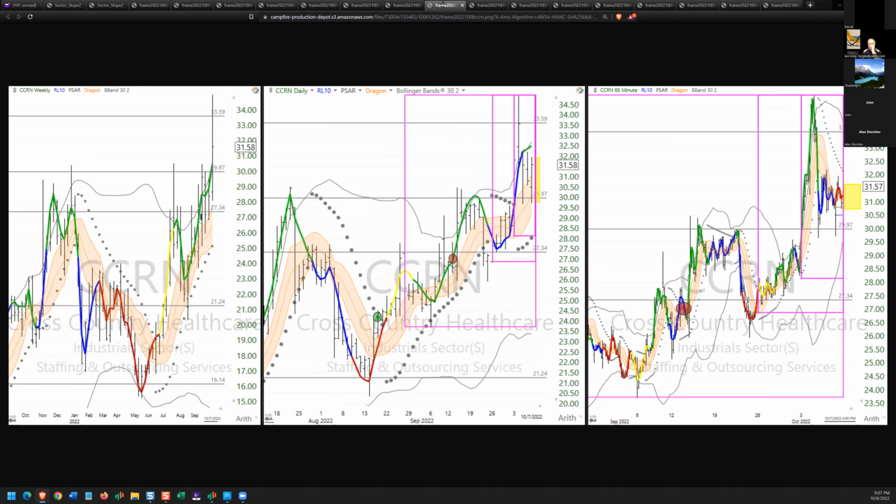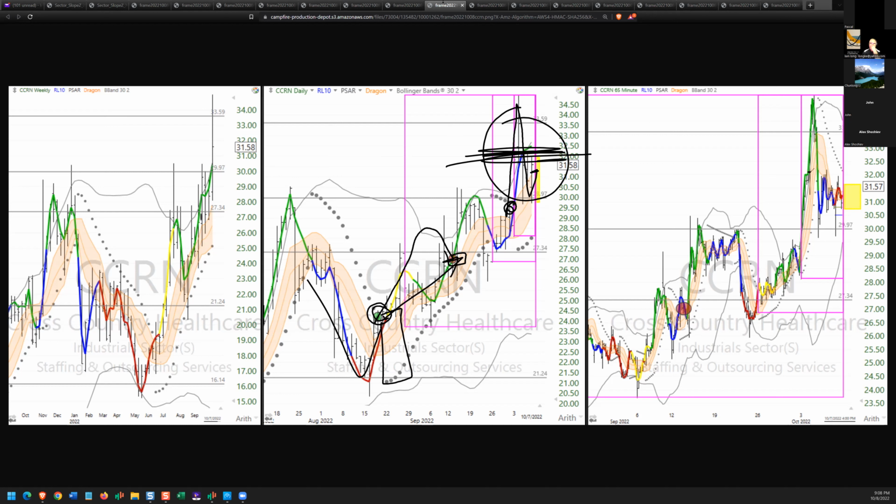CCRN is Cross Country Healthcare. It's a service provider. And what we've got on this one was a COTA 2 entry on the PSAR flip. This rolled over. He elected to just take it. There was an opportunity here on the PSAR flip, but the fact it's come back in here, this feels like pretty toppy action, like there's a limit on it at 32.